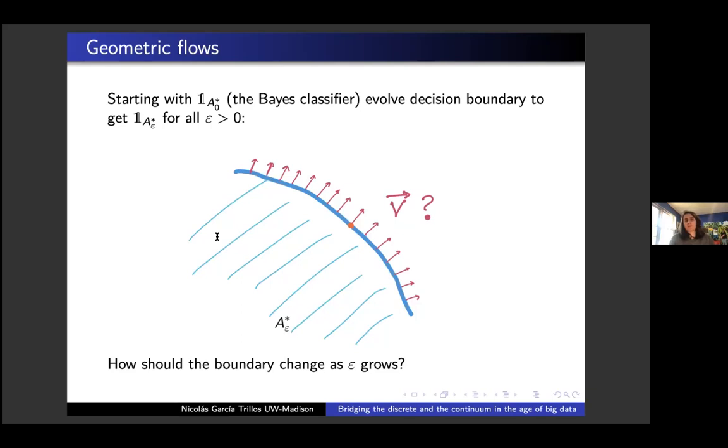And of course, the idea of geometric flows is very simple. You know where to start. You know that the base classifier is the solution when epsilon is equal to 0. And now the question is, how should we be evolving this set, the boundary of the set, so that potentially the flow from then on will produce the optimizers for all epsilon greater than 0? That's the question. So how should we be evolving the boundary of this set?